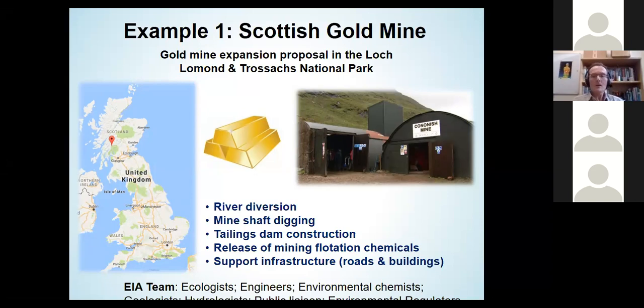There was also an impact that could have arisen from the flotation chemicals and mining chemicals that were going to be used. So things like xanthates were going to be used to help separate the ore and all the components of the ore. That would have been held in the tailings dam for a period, but then released back into the river. So we had to look at the extent of the impact that those releases might cause to things like salmon and trout. The project would also require roads and new buildings to be constructed. And bear in mind, this was within a national park, so quite a sensitive area.